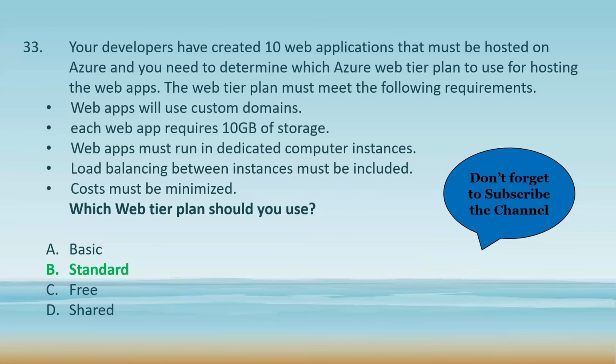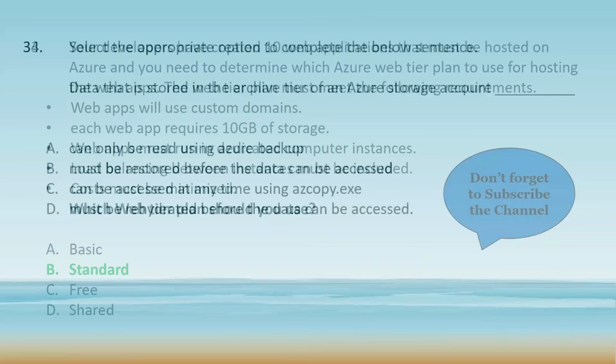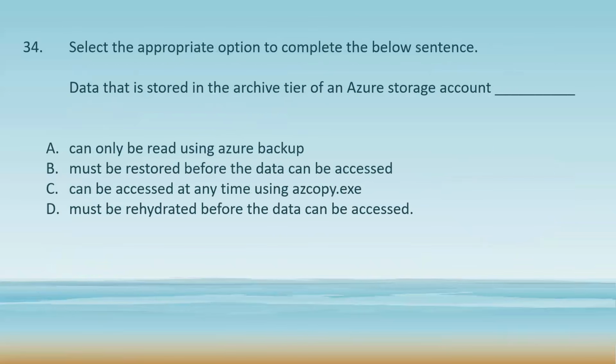Moving on to question number 34. Select the appropriate option to complete the below sentence. Data that is stored in the archive tier of an Azure storage account: can only be read using Azure Backup, must be restored before the data can be accessed, can be accessed at any time using azcopy.exe, must be rehydrated before the data can be accessed.